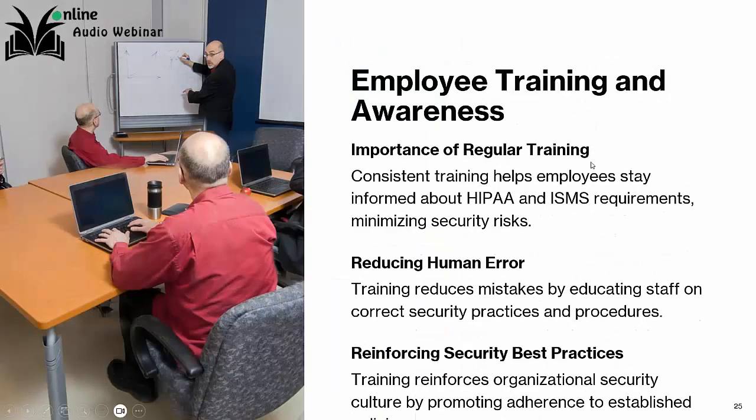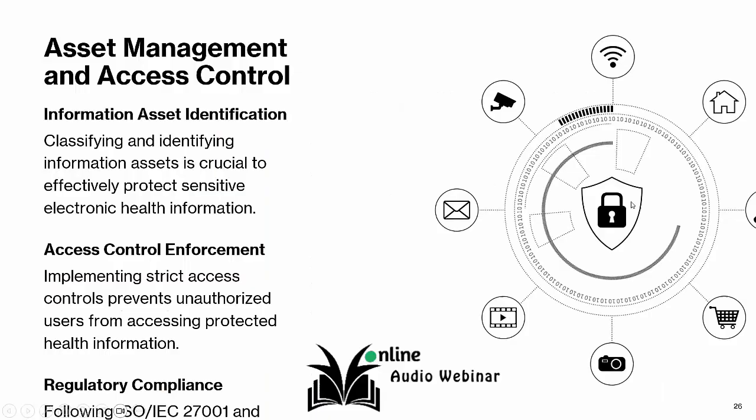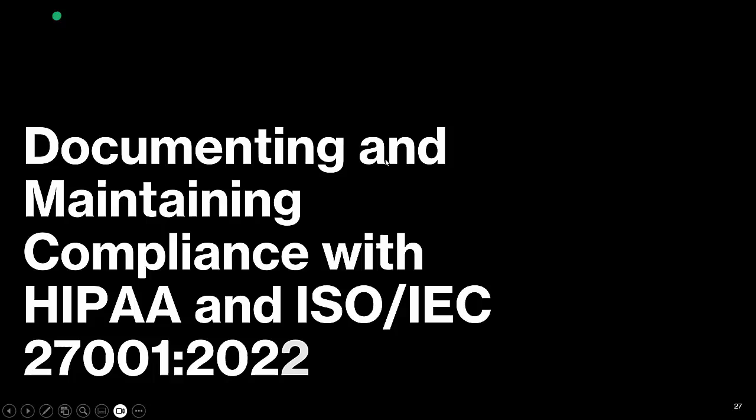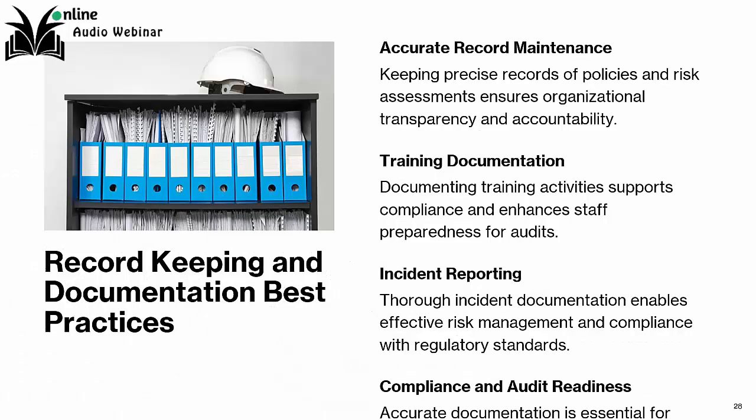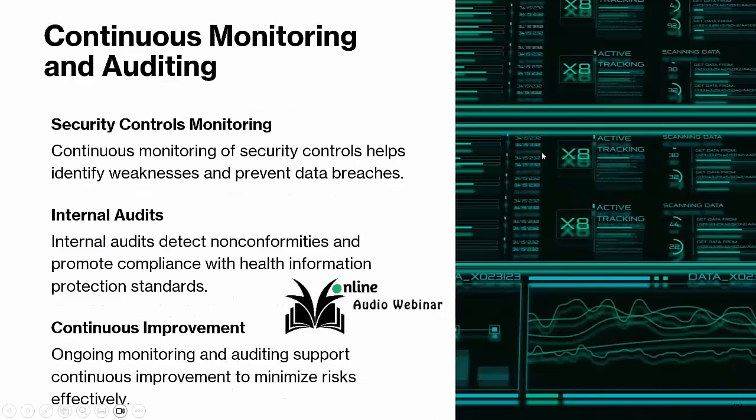Employee training and awareness is absolutely critical. Information security for protected health information, do it as part of your onboarding process, as part of a training awareness program. Access management is very important. Asset identification, what are the assets that you have? An asset under ISO. So you want to document your compliance with HIPAA and ISO. Record keeping. You want to keep accurate record maintenance. Precise records of the policies, the dates they were updated, the dates they were reviewed, and the dates they were signed. So continuous monitoring and auditing.